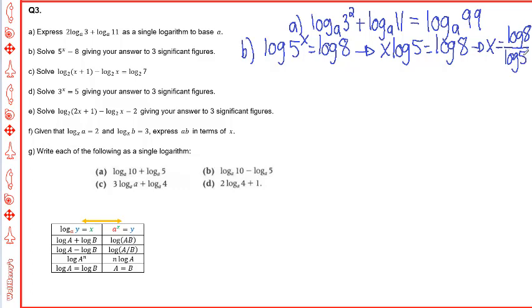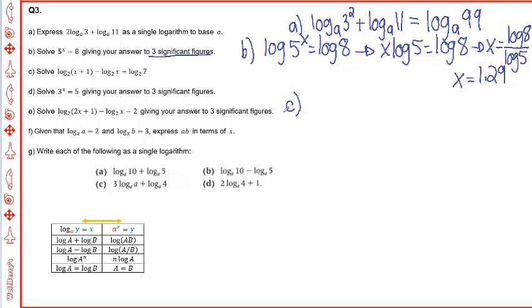Not log 8 over 5, not like this. This is different. As we have two logs subtracted, here we're dividing two logs. That's why it says to 3 significant figures, because you have to do this in a calculator. When you do this in a calculator, you get a value of x is equal to 1.29. So that's 3 significant figures. Now, moving on to part C.